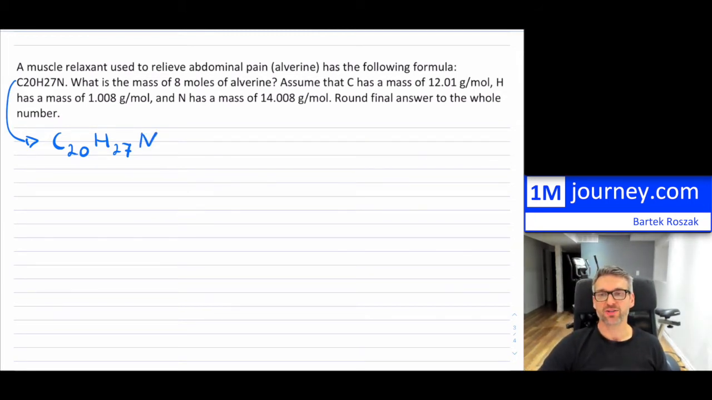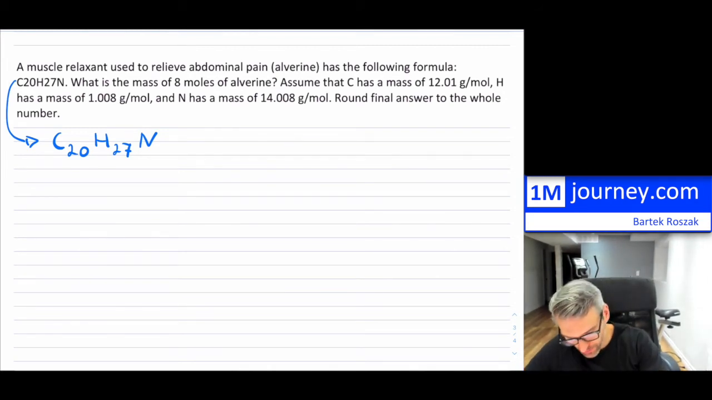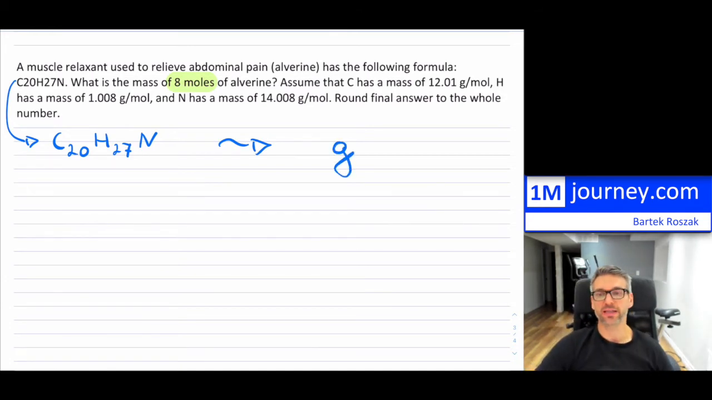What is the mass of 8 moles of these? So notice moles in here. This is really important again. So we have these moles. Now when we have moles, what do we know? We know that our total mass is going to be in grams. And everything else, so for each individual one, the carbon, hydrogen, and the nitrogen, we're going to be using grams per mole. And that's exactly what they give us.